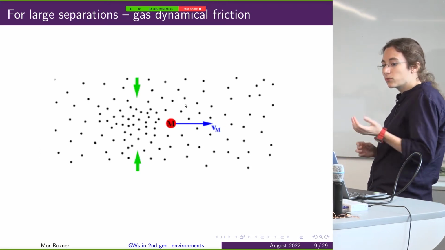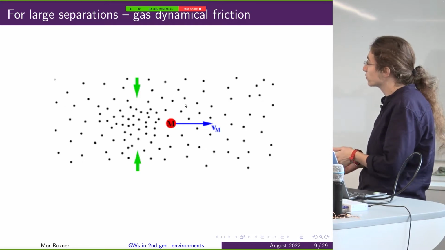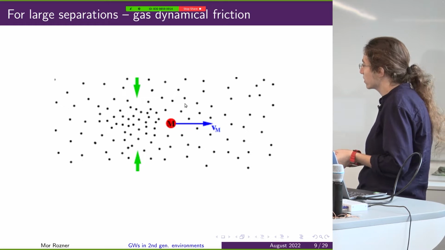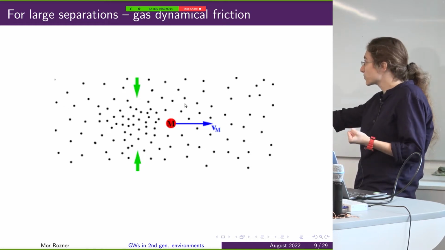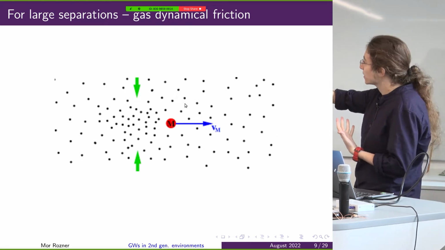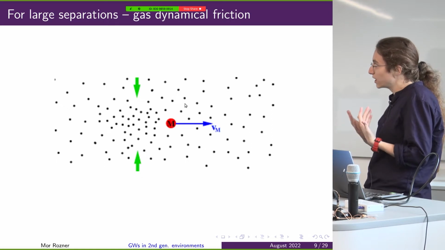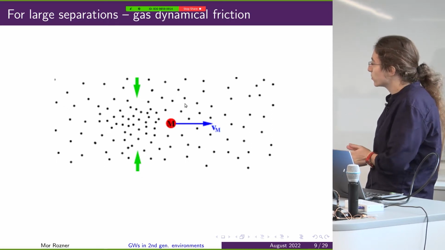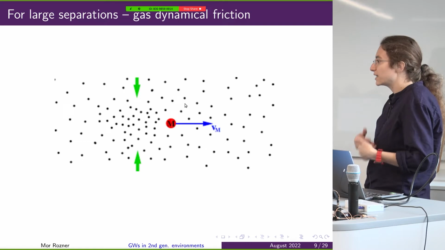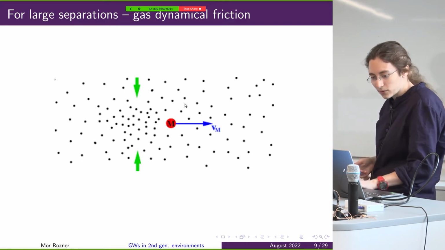So for large separations, we have gas dynamical friction. So the first idea was about just dynamical friction. So you should imagine a very massive object in a sea of stars, for example. So when it travels, a lot of stars accumulate behind it, which you can imagine is a kind of friction. So this was dynamical friction, and if you replace the sea of stars with just gas, it will be gas dynamical friction, which we'll focus on.